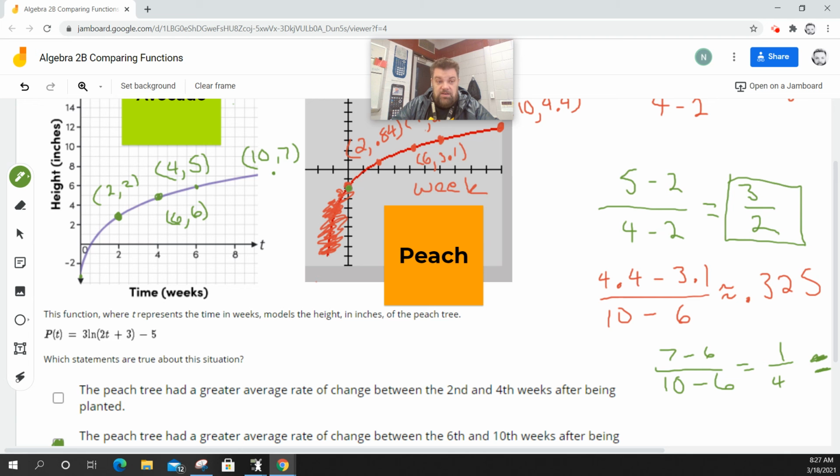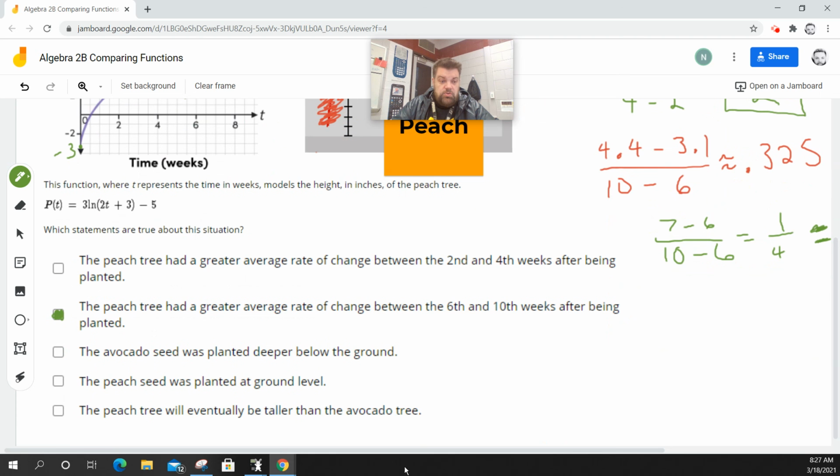So this was probably planted about 1.5 inches below the soil, the peach tree was, right? So this was like a -1.5 maybe. And clearly this one here was planted probably about maybe even 3 inches, right? Or 4 inches, but it was planted deeper. So that's a true statement. The peach seed was planted at ground level. No, it wasn't. It's not as deep as the other one, but it wasn't at ground level.